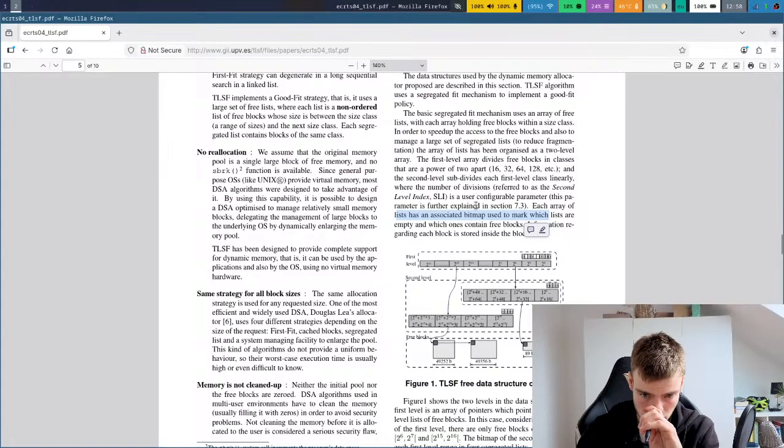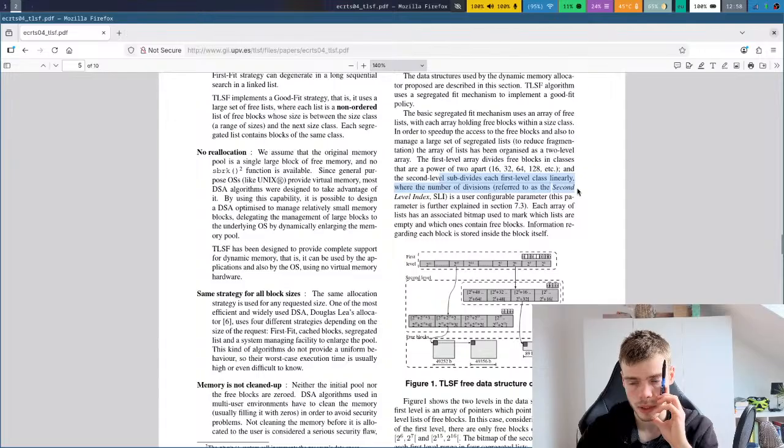Why are there multiple arrays of lists? The first level array divides, the second level subdivides linearly. The number of divisions is a parameter. Okay, so one array, a list of arrays that itself contains lists. Is that correct? Information regarding each block is stored.